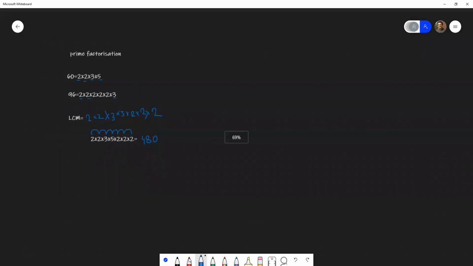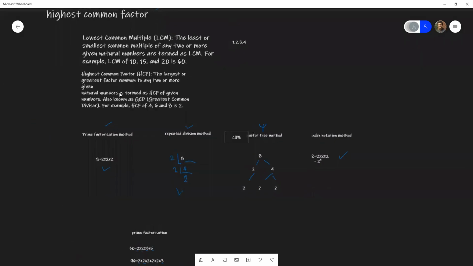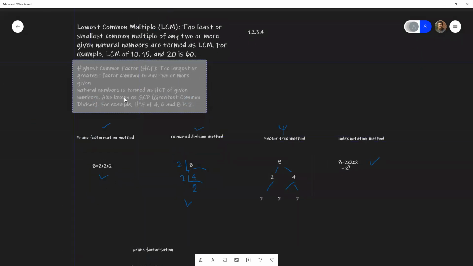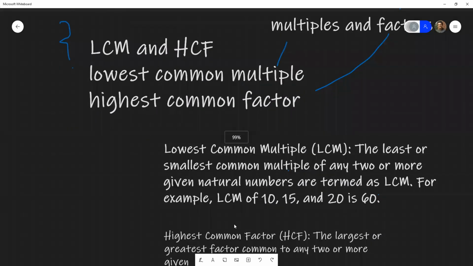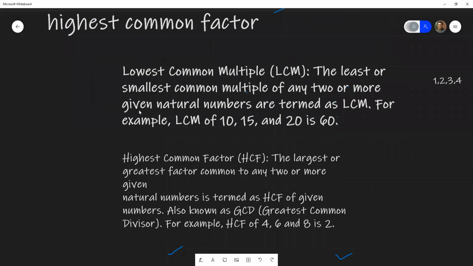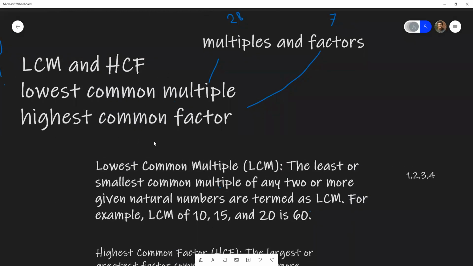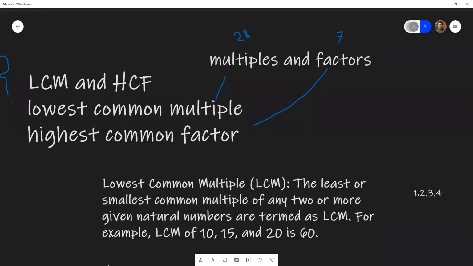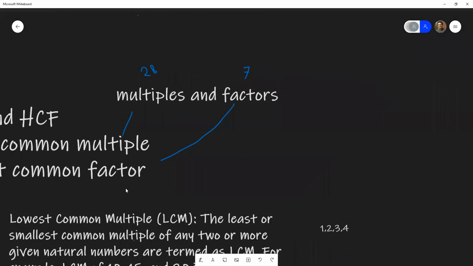Today's lesson, let me give you an overview or summary. We get to know what is LCM and what is HCF, where there is the huge, boring definition. And then we get to know what they are called. LCM is lowest common multiple, HCF is highest common factor. Before that, we get to know about multiples and factors.